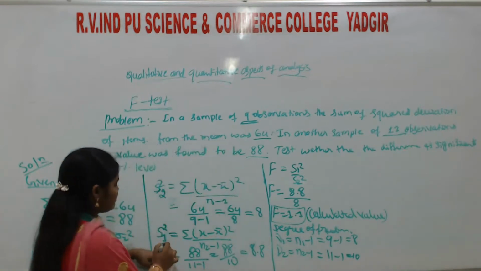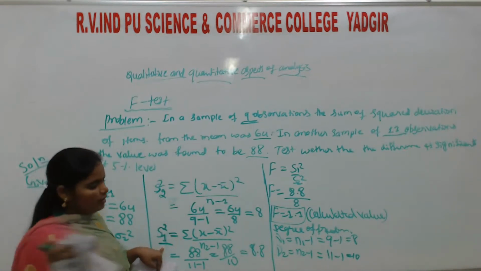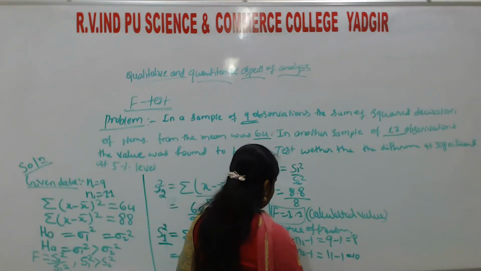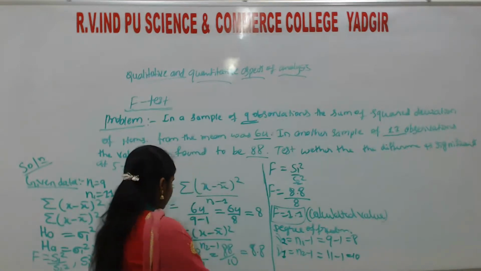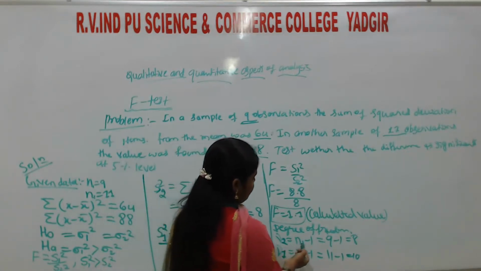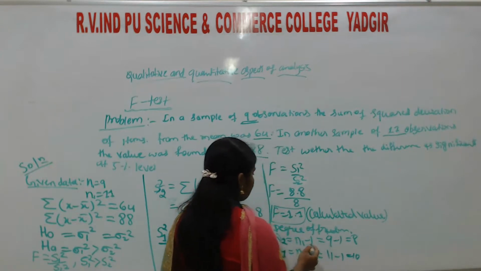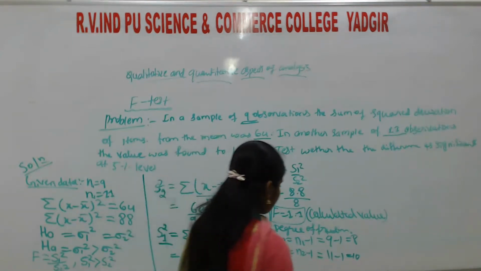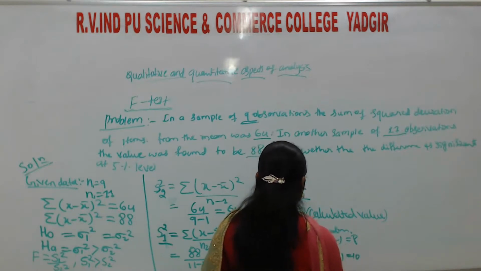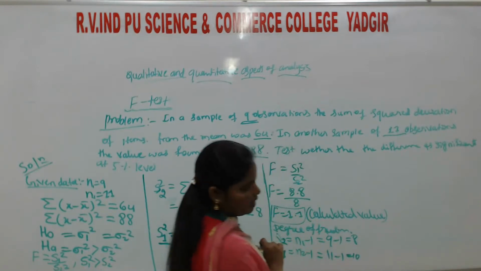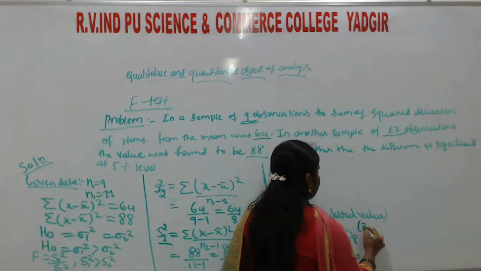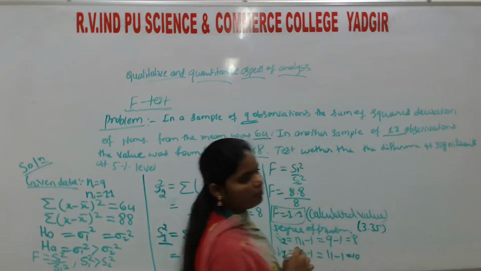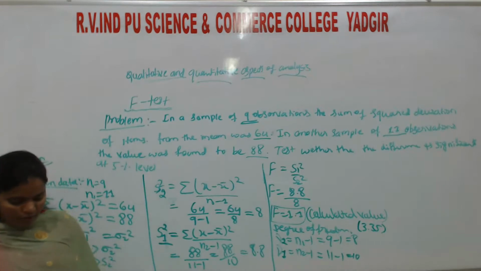Sorry, here you take this as S1, the higher value as 1 and the lower value as 2. According to this, n1 minus 1 is equal to 9 minus 1, and therefore mu1 is 8, and n2 minus 1 is equal to 11 minus 1, that is 10. And here the F value is 3.35. The F value, that is the critical value, is 3.35.